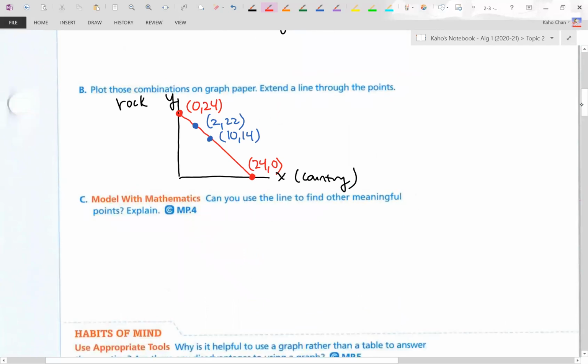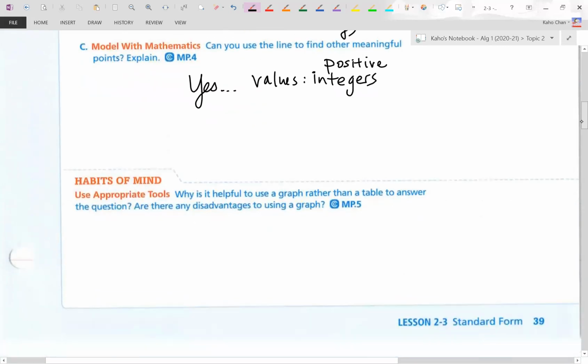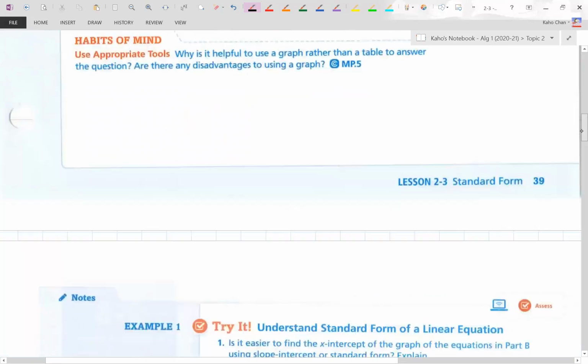Next question. Can you use the line to find other meaningful points? Explain. Well, yes, you can. But you have to make sure that our values are only integers. These are whole numbers that are positive. Positive integers. Actually, that's technically whole numbers, aren't they? Positive whole numbers. All right. Let's go ahead and switch gears and move to the next page, page 40.